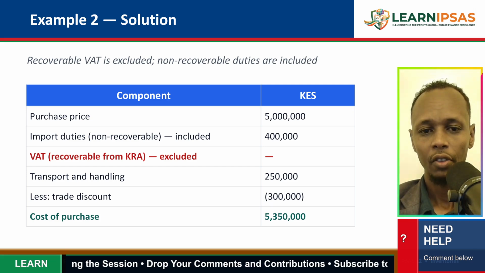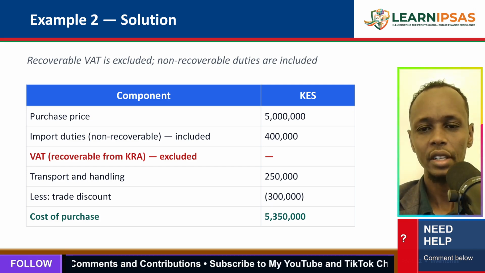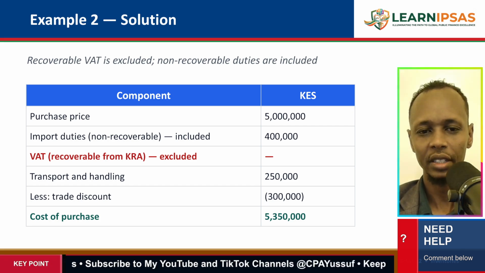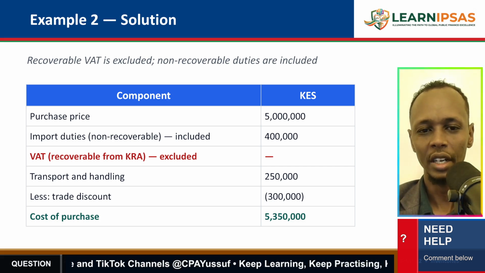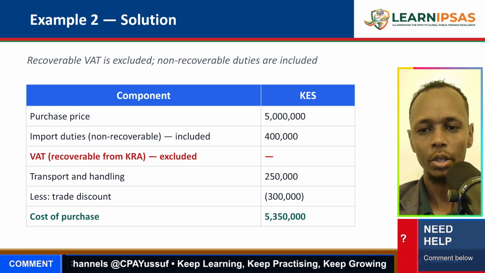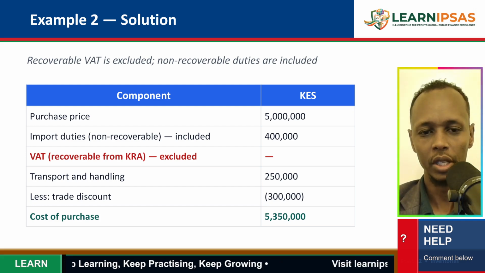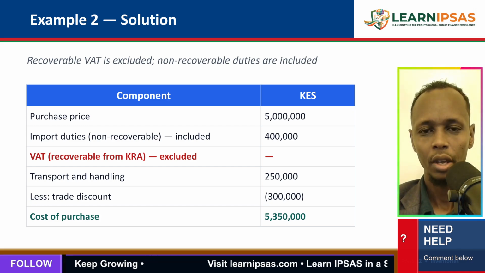Less trade discount. For transport and handling, sometimes it depends. If the asset is already at the first point, at the headquarters, then you don't add transport. But if it is bringing it up to the headquarters, then you add. Storage is the same. Storage also you don't add unless it forms part of the production process. So you remove the trade discount, and that is the cost of purchase.